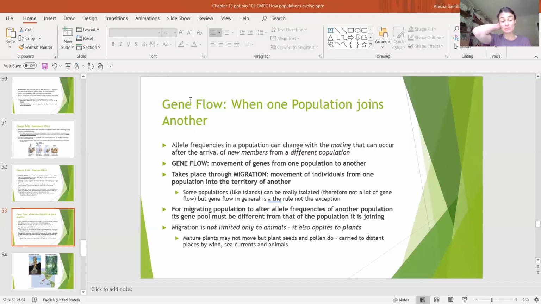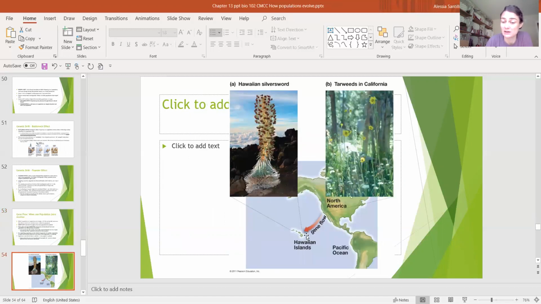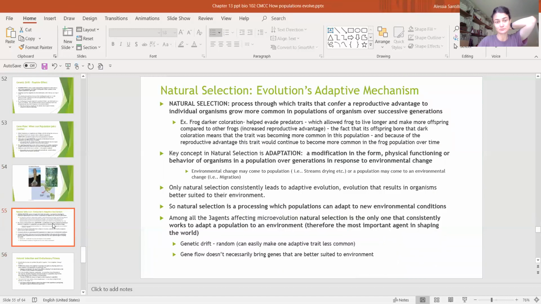Okay. Remember though, this migration is not just limited to humans, nor is it just limited to animals. This also applies to things like plants, right? Winds and water currents can bring seeds and everything to different places and migrate the seeds. So the individual does not necessarily have to be mobile in order to migrate its genes. Plants that are not mobile can move their genes as well.